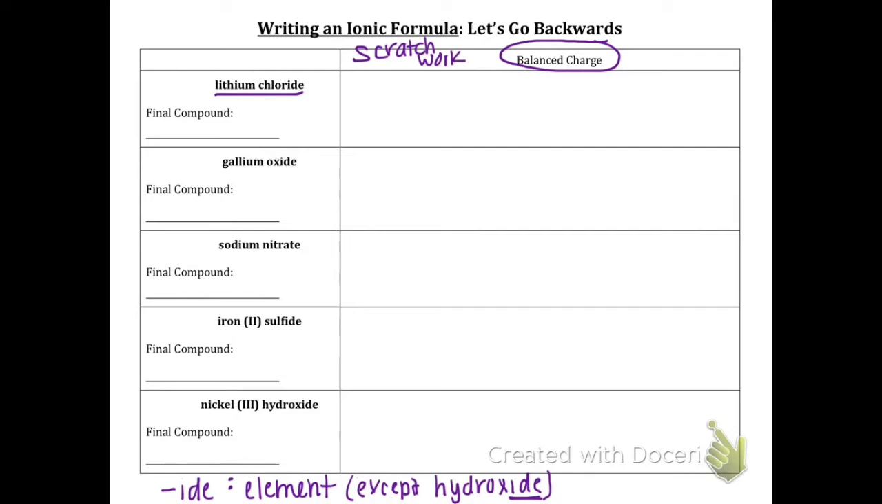Lithium chloride. Lithium is Li. It has a positive 1 charge. That I tells me that we're dealing with an element. So chloride is actually chlorine. Chlorine has a negative 1 charge. If we look here, then we do the math. +1 -1, how many of each do I need? I just need 1 of each. So I'm going to write lithium chloride: 1 lithium, 1 chlorine.